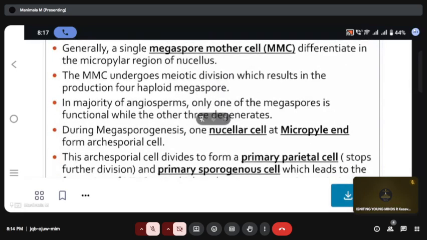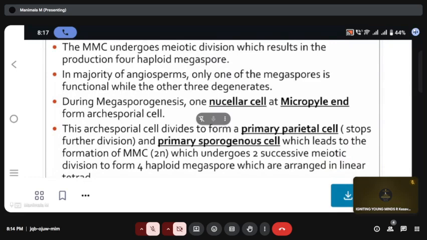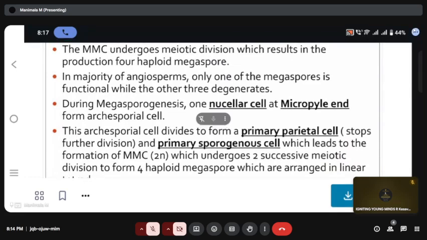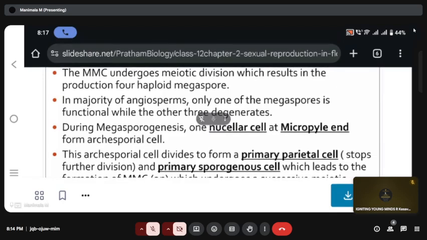Very good. The primary parietal cell is the outer layer, and the sporogenous cell is the inner layer. What is the function of parietal cells? Ma'am, parietal cells add more cells to the nucellus. Very good. Then what about the sporogenous cells? Ma'am, the sporogenous cell forms the megaspore mother cell, after reduction division. Yes, very good.